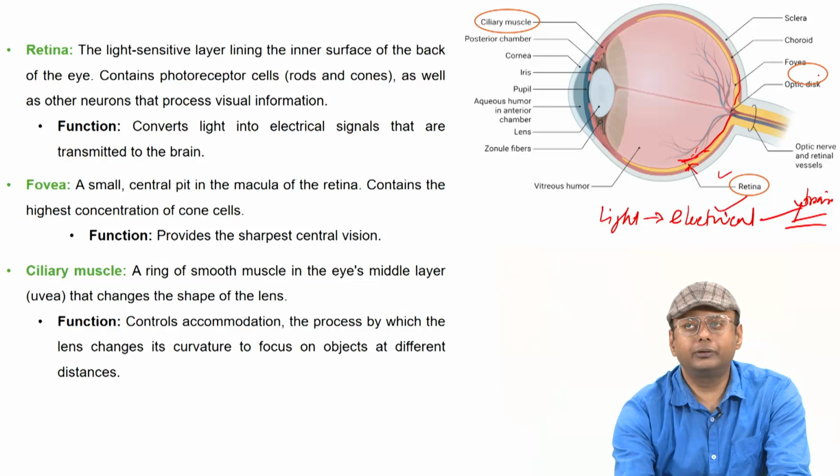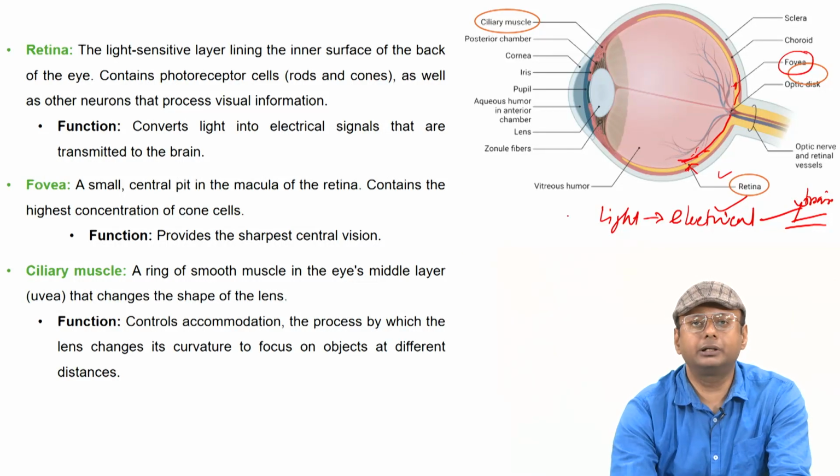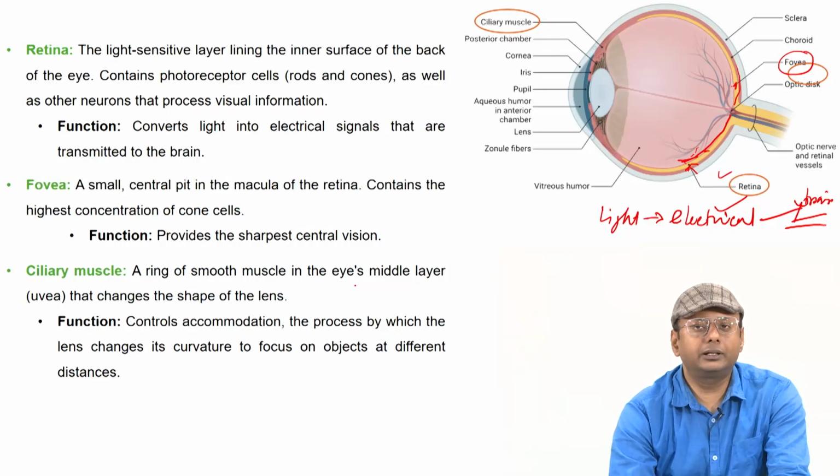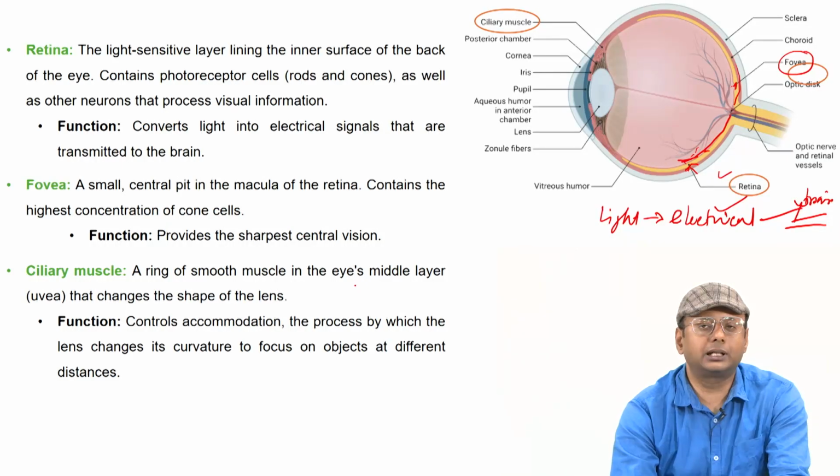Then the fovea, you can see this part, right? This part, the fovea, basically it is a small central pit, and its function is that it provides the sharpest central vision. So it is just a small pit, and it contains a higher concentration of cone cells. In this way, these cone cells provide the sharpest central vision.